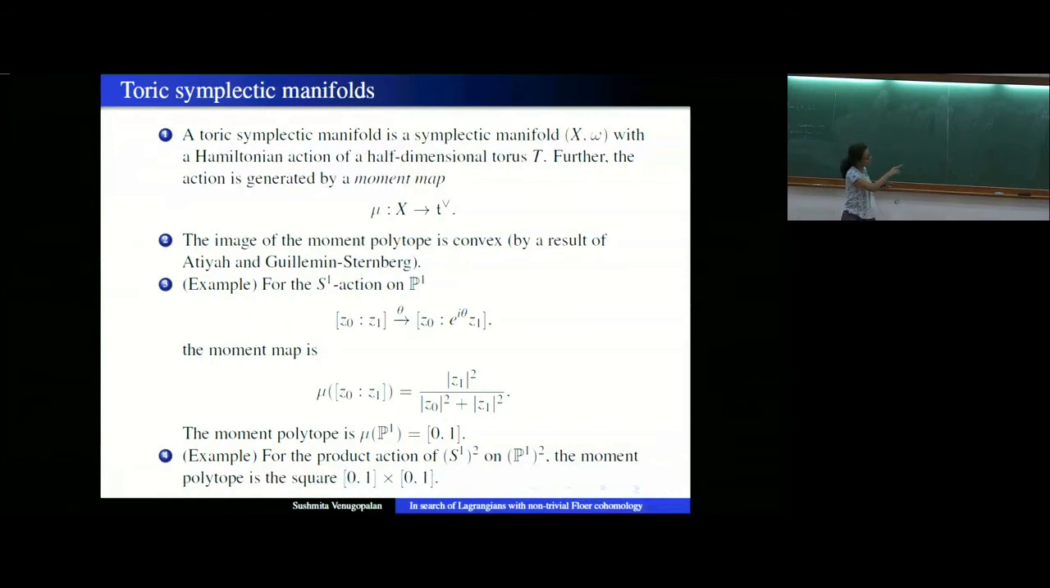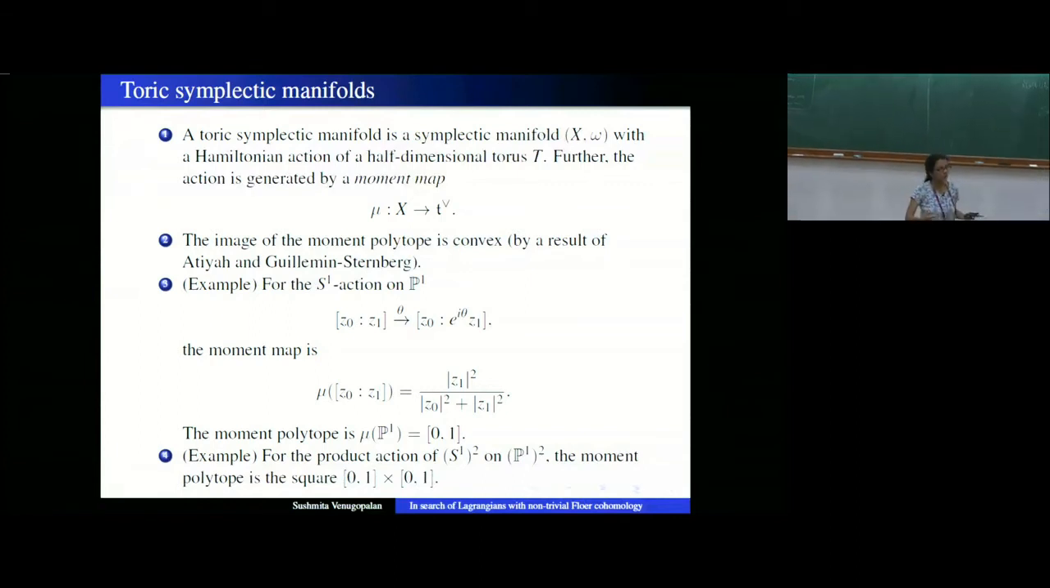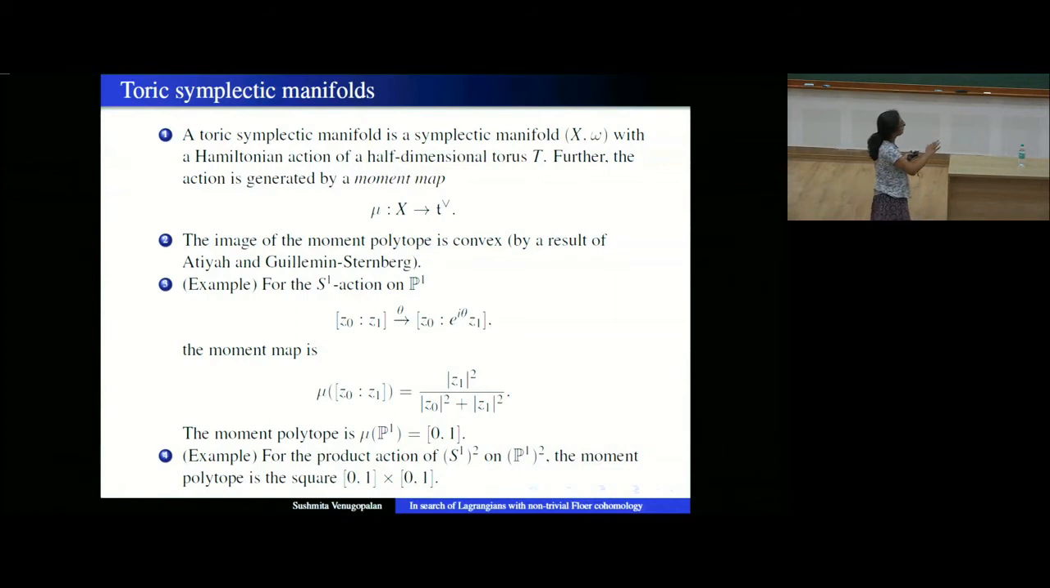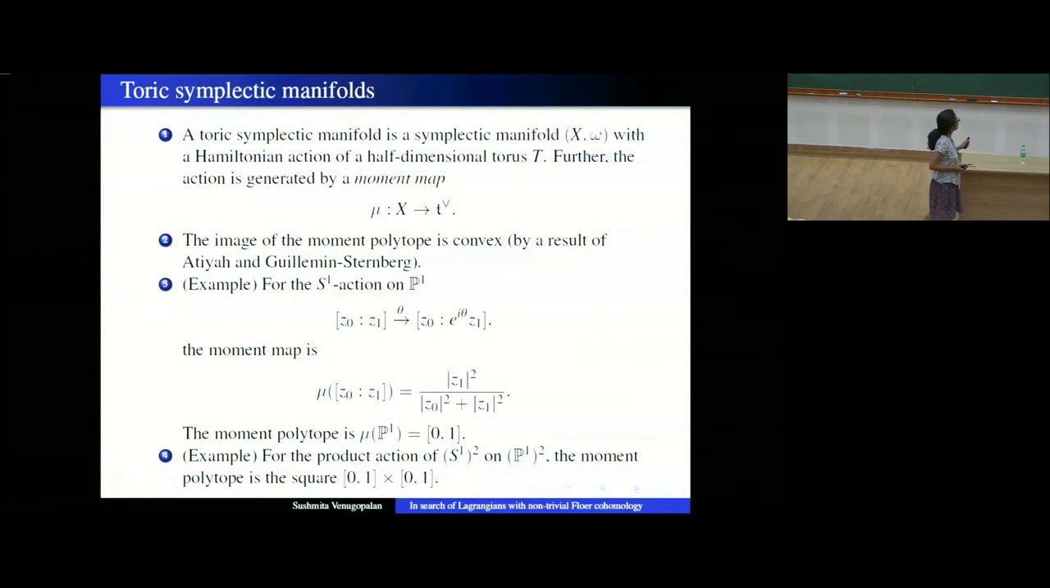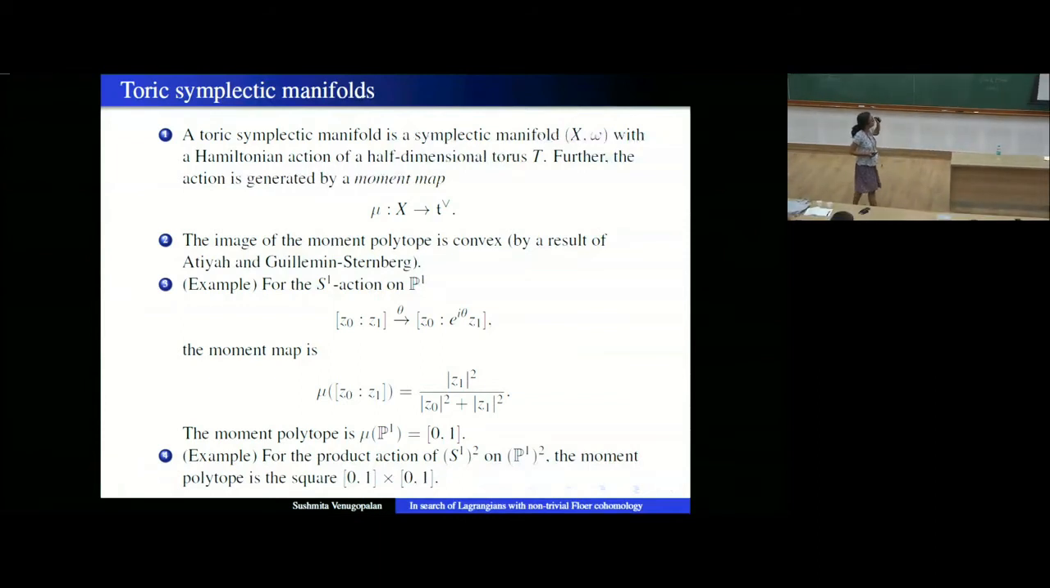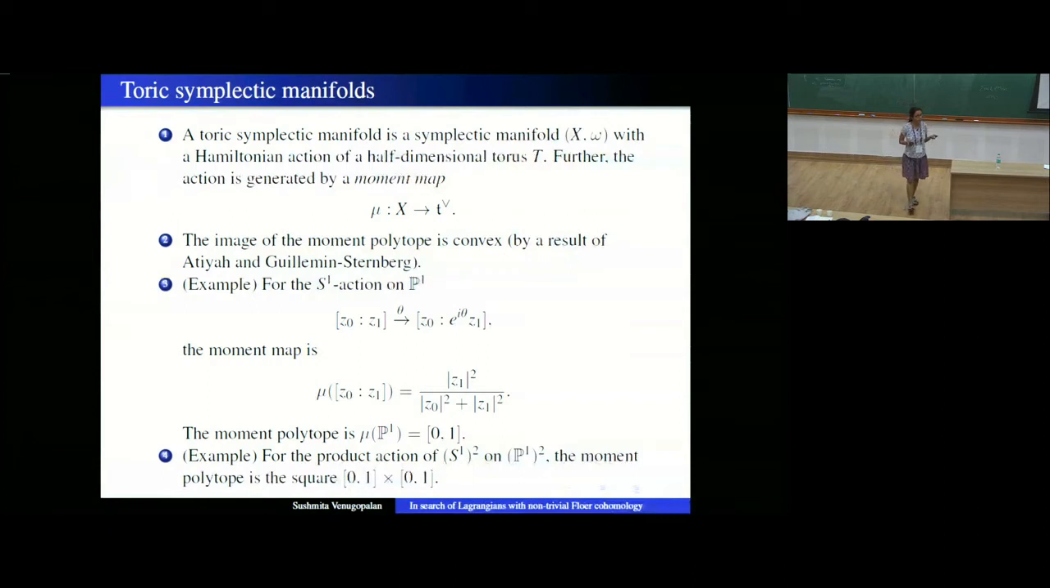So maybe this is something I wrote in the next slide, but let me tell you this now itself. The reason I'm looking at these is because the fibers of the moment map are Lagrangian submanifolds. So one can almost think of your symplectic manifold as being a fibration over a convex polytope whose fibers are Lagrangian tori. Okay, so let's do the examples and we'll see better.